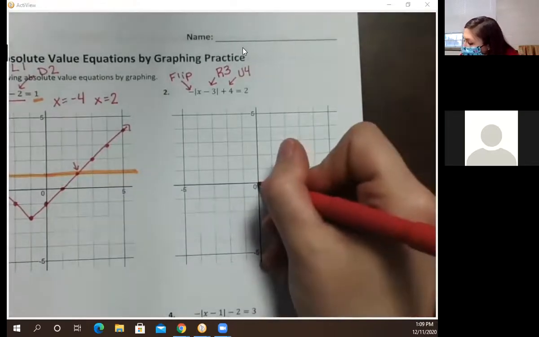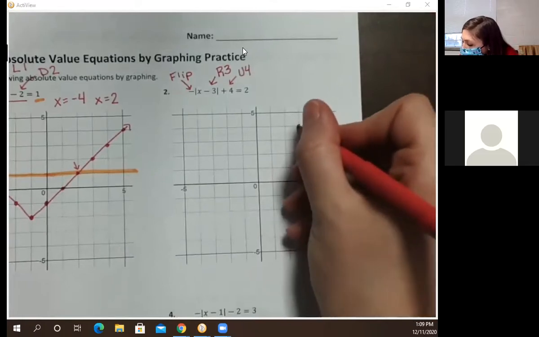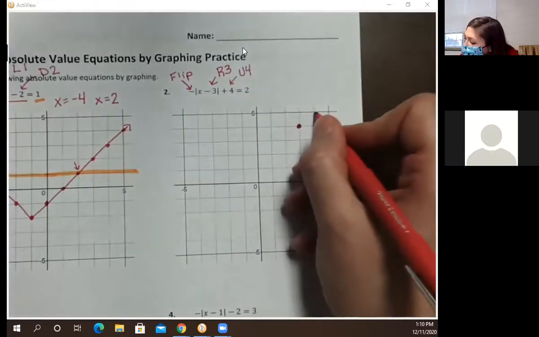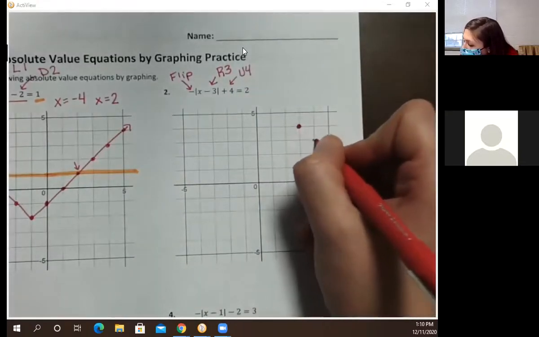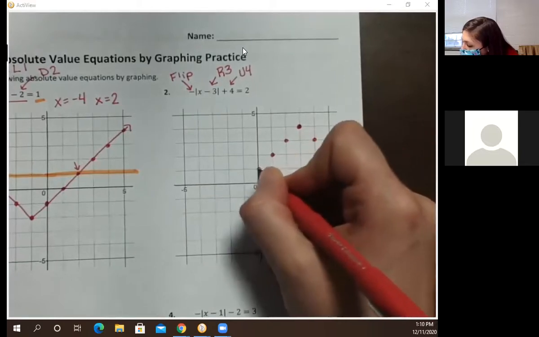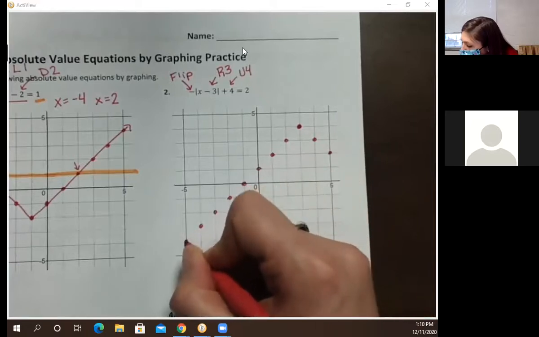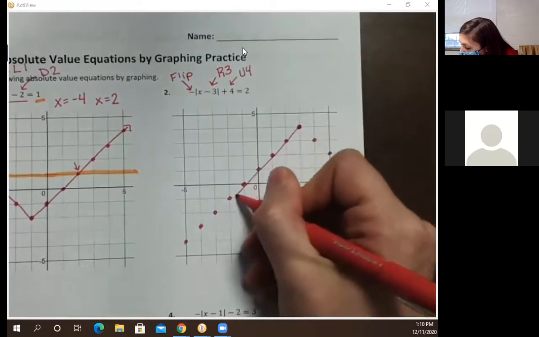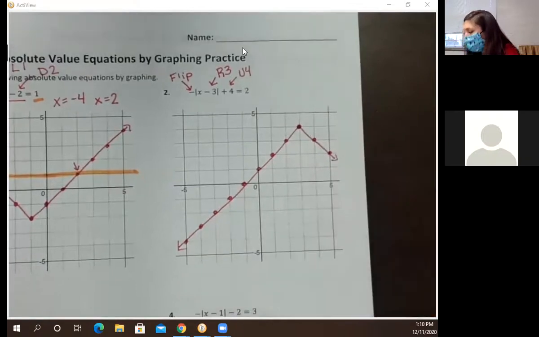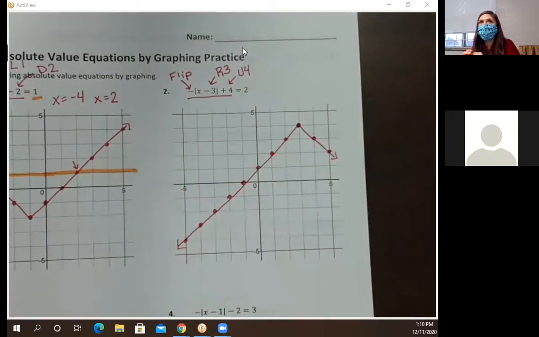So from 0, 0, I'm going to go right 3, 1, 2, 3, and then up 4, 1, 2, 3, 4. And then to flip this, instead of going up 1 over 1 for my sides, I'm going to go down 1 over 1. There's my absolute value function graph.